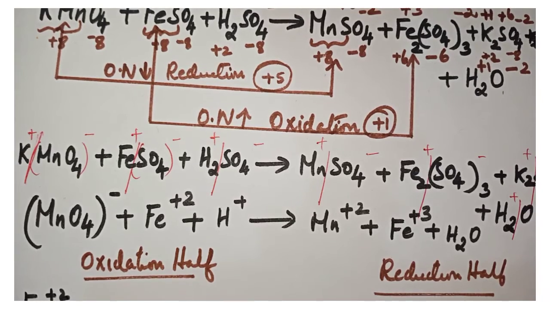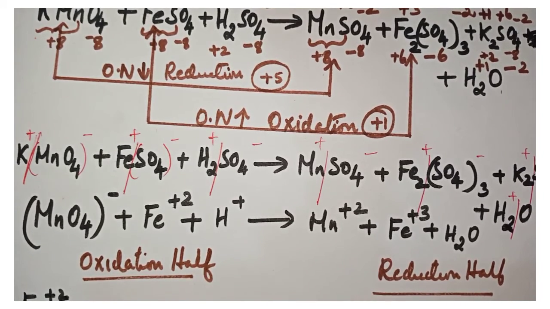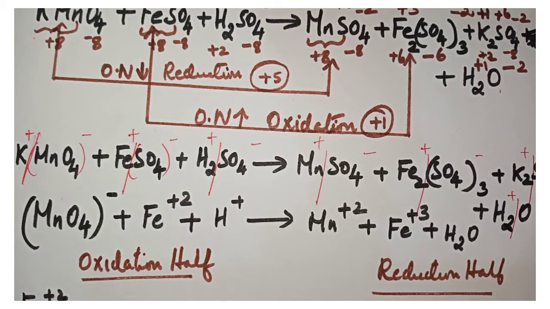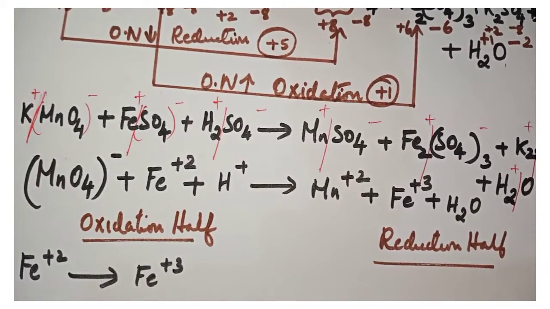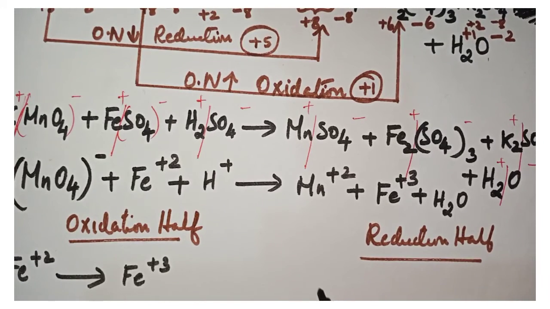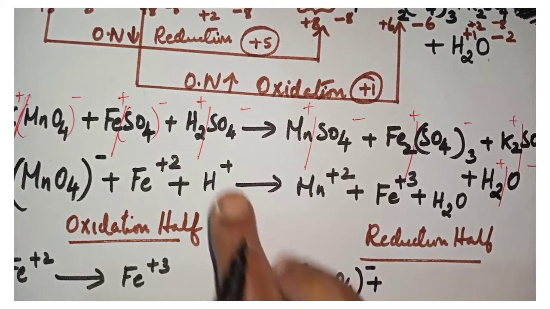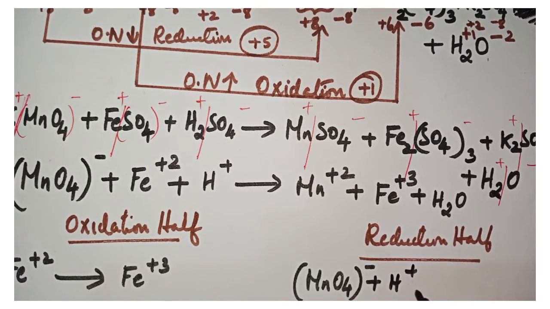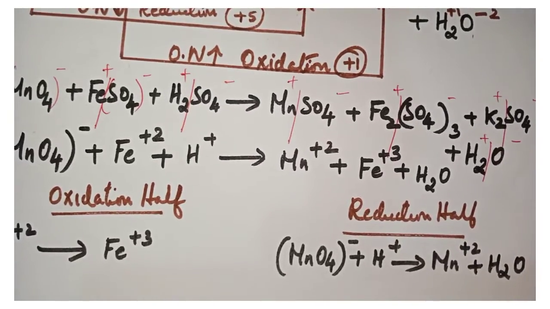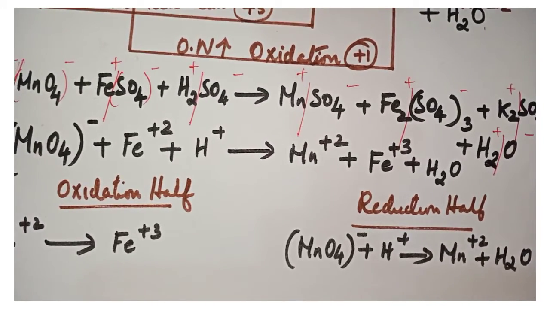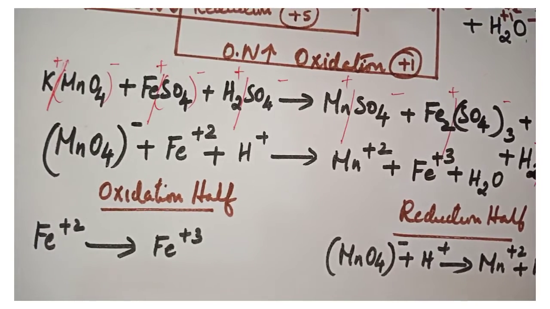Fe plus 2 gives Fe plus 3. So this is the oxidation half reaction. Now I write the reduction half reaction. So the reduction half reaction is MnO4 minus ion plus H plus, H plus gives Mn plus 2 plus H2O. So the oxidation half and reduction half I have written.